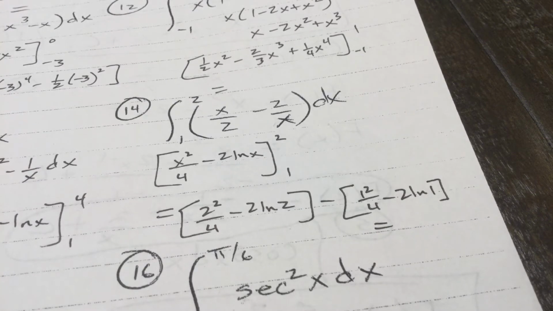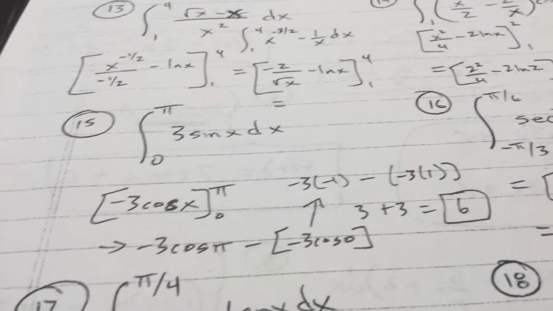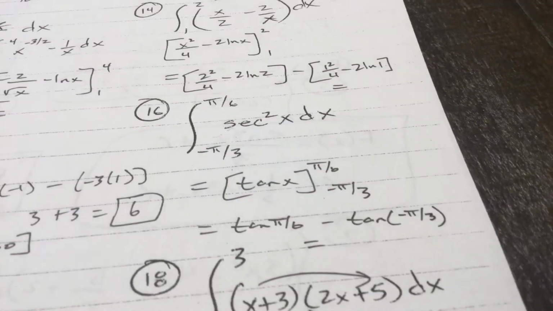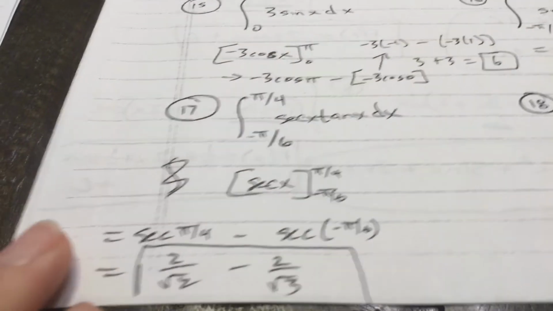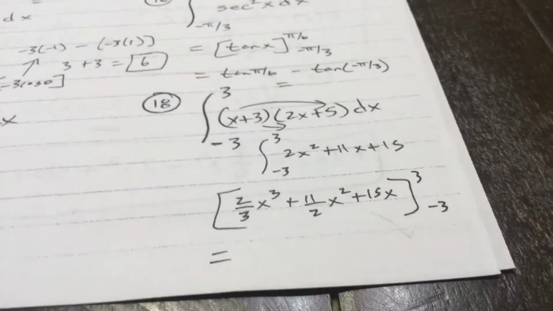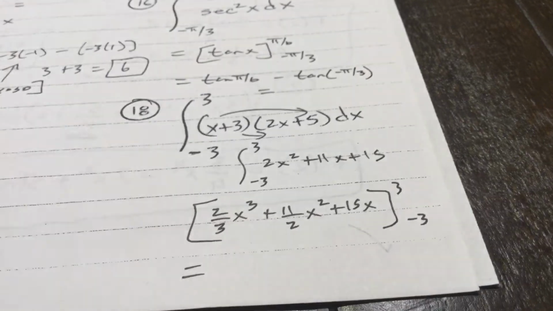Evaluate the antiderivative at 2, then 1. Then evaluate the antiderivative at pi, then 0. I did that one for you. I had enough room. Evaluate the antiderivative at pi/6, and then -pi/3. Evaluate the antiderivative at pi/4, and -pi/6. I did that one for you. That would just be whatever cosine is, the reciprocal of that. And for that one, evaluated at 3, then at -3.